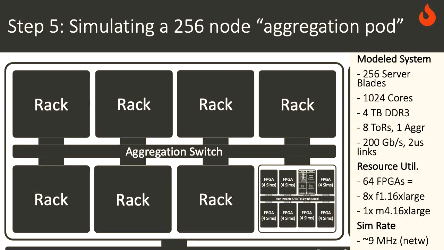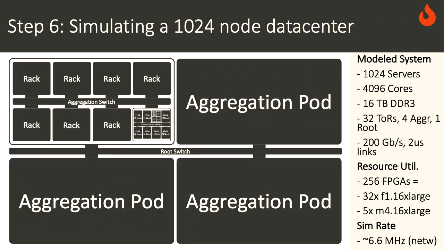We wanted to hit a magic number of 1,000, so we could drop this down 3 more times. So at this point, we're modeling 1,000 nodes on 256 FPGAs on EC2, and we can run this whole thing at 6.6 megahertz. So that's still fast enough to boot Linux. Each of those 1,000 nodes can communicate with one another over this network. We're modeling this 1,000-node system with this 3-level network hierarchy.